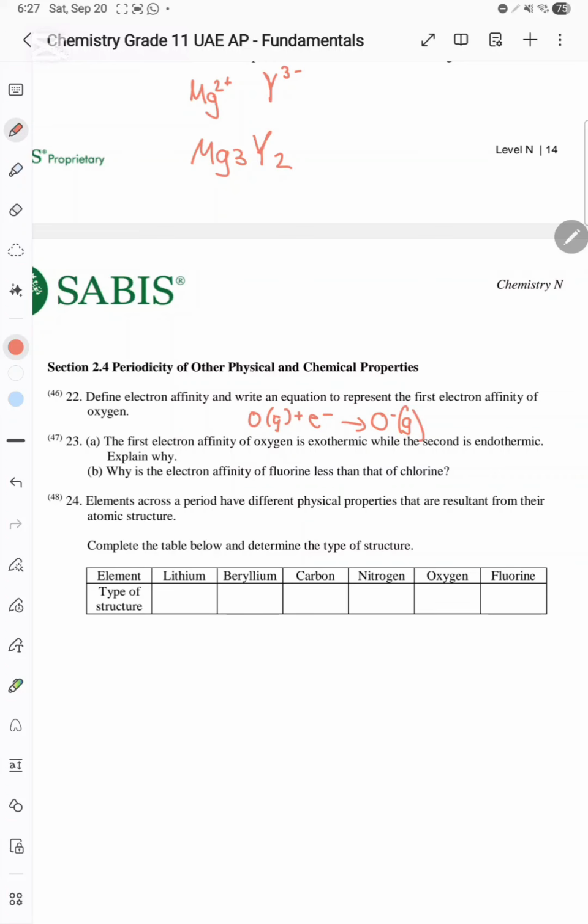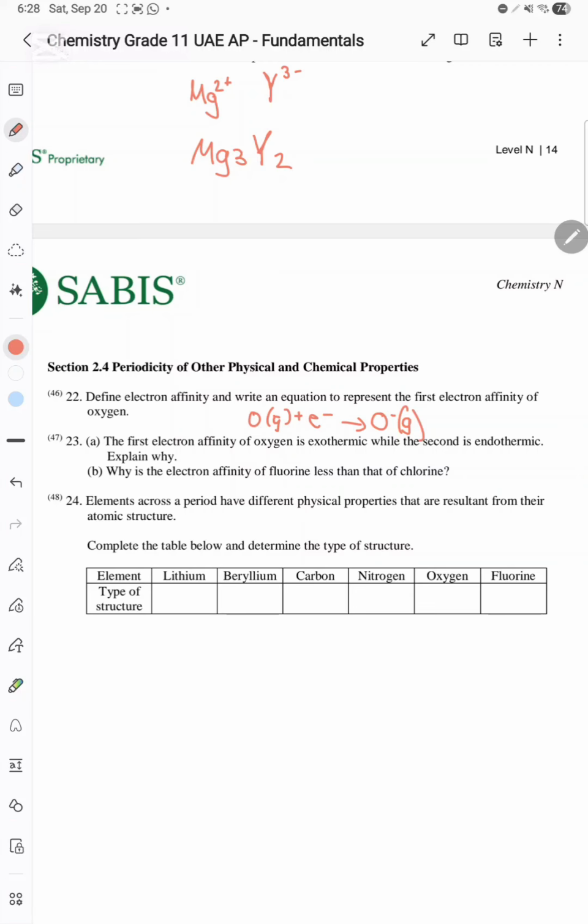Now question B is asking, why is the electron affinity of fluorine less than that of chlorine? Now F is above Cl in the periodic table, and we should memorize that as you go from left to right across a period, the electron affinity is more negative, so it's more exothermic. And when you're going down, it's less negative, so it's more endothermic.